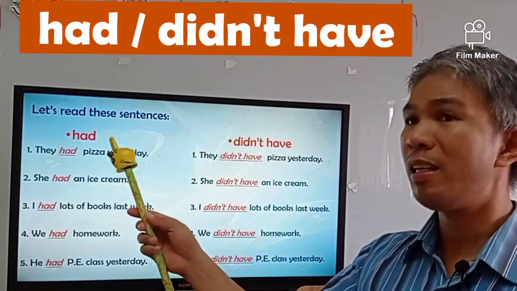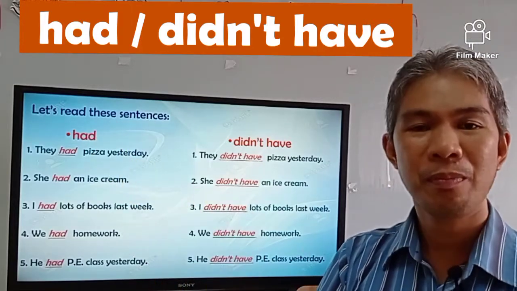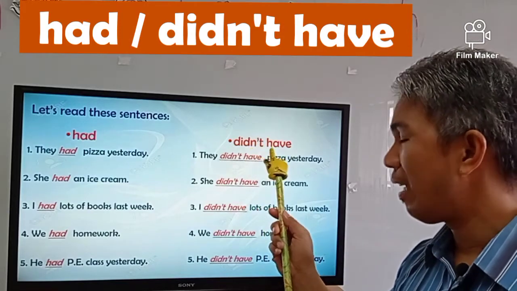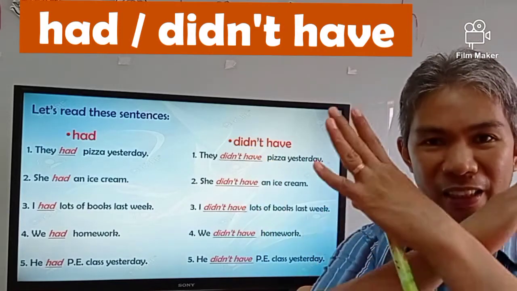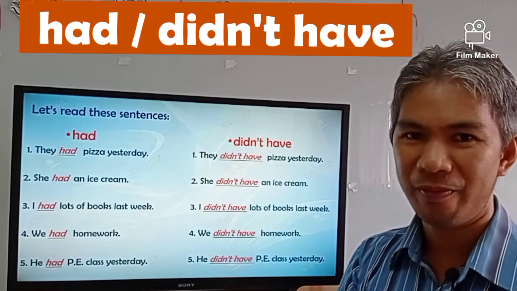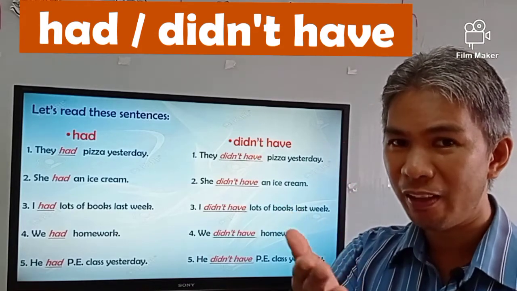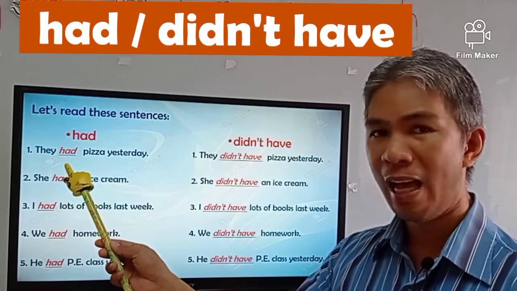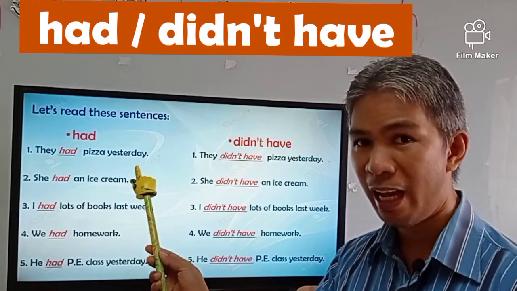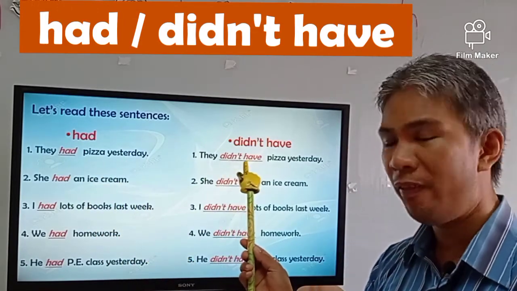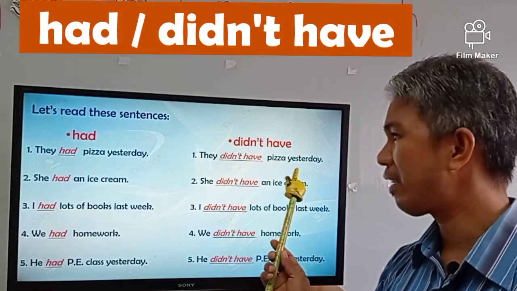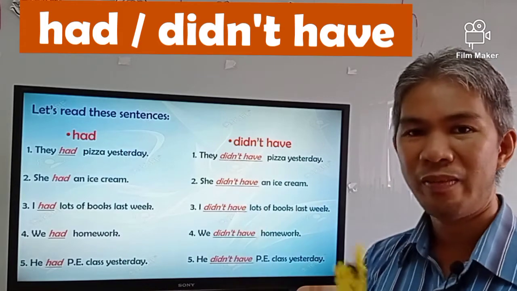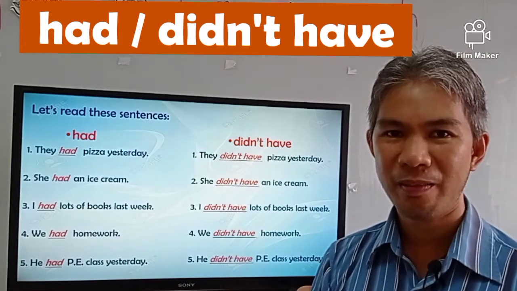Now, we are going to use had and didn't have in sentences. Remember, had is in positive form. Didn't have is in negative form. Are you ready to read? Good. So let's read. They had pizza yesterday. They didn't have pizza yesterday. Positive sentence, negative sentence. Okay?